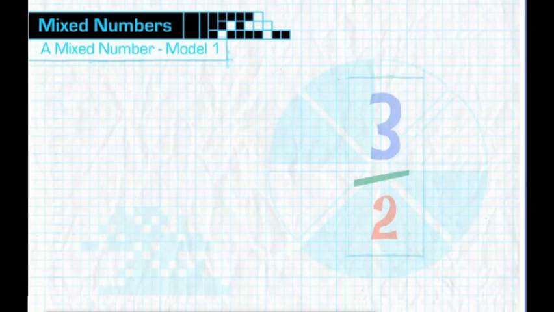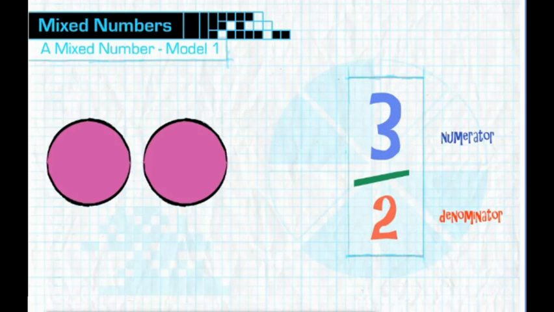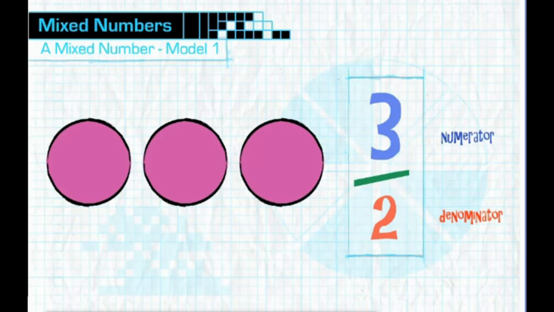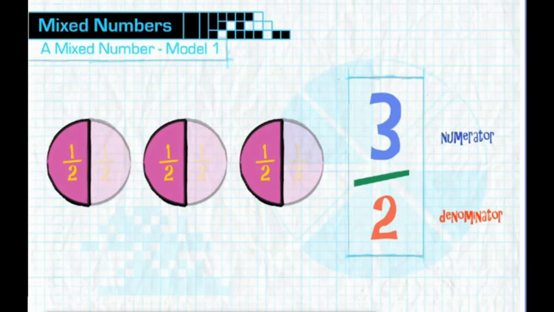Let's look at a fairly straightforward improper fraction, 3/2. The denominator, 2, tells us into how many parts the whole has been divided. So in other words, we have divided each whole circle into 2 parts, or halves. The numerator, 3, represents how many of the divided parts, or halves, we have altogether.